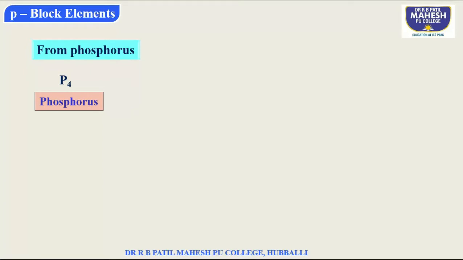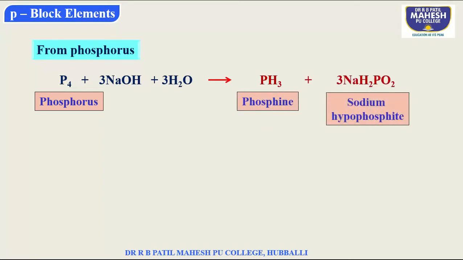Preparation of phosphine. The first one is from phosphorus. When white phosphorus is treated with sodium hydroxide in the presence of water, we are going to get phosphine as a product along with sodium hypophosphite. Students, this method of preparation of phosphine is very important. They ask for 2 marks.